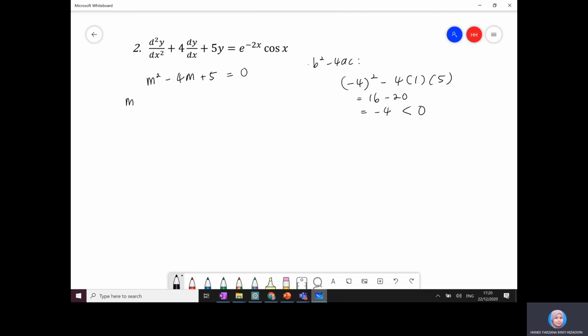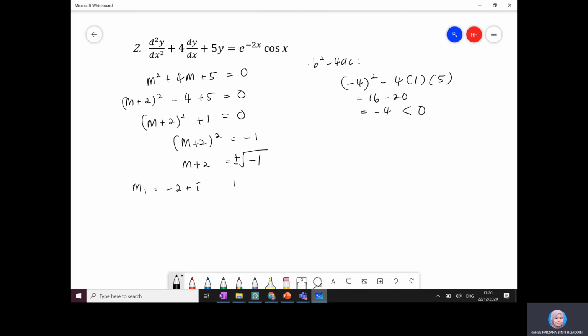So you have to do completing the square. m minus 2 squared, plus 4... minus 4 plus 5 equal to 0. So m plus 2 squared plus 1 equals 0. So m plus 2 squared equals negative 1. So m plus 2 equals plus or minus the square root of negative 1. So m1 is negative 2 plus i, and m2 is negative 2 minus i. So these are your m1 and m2.